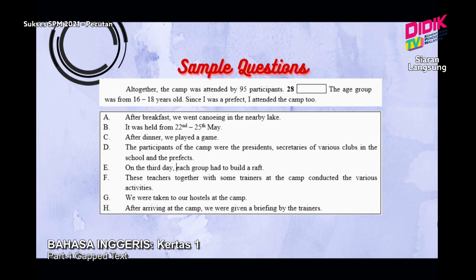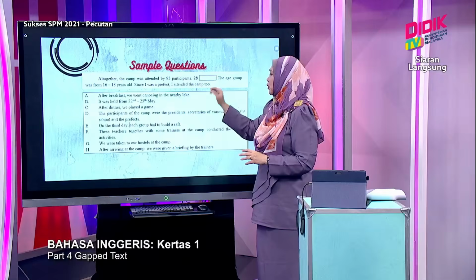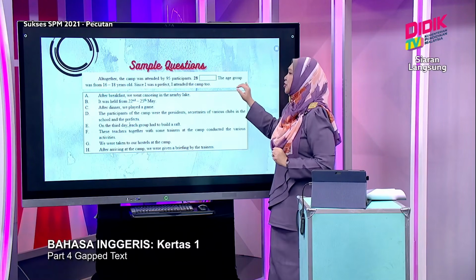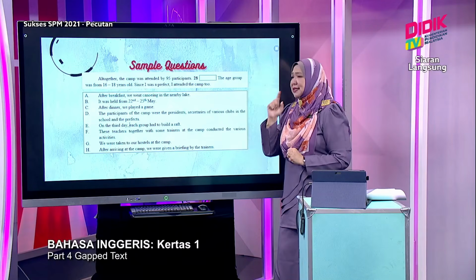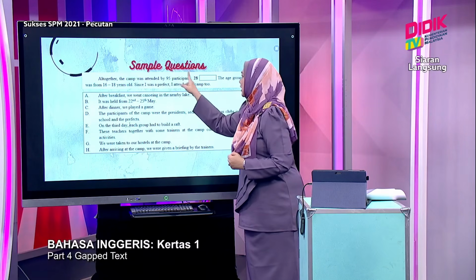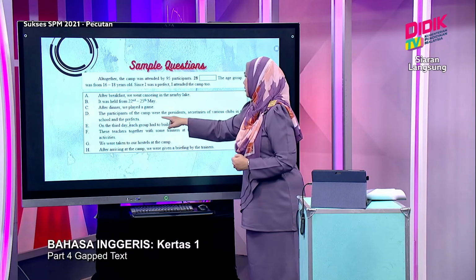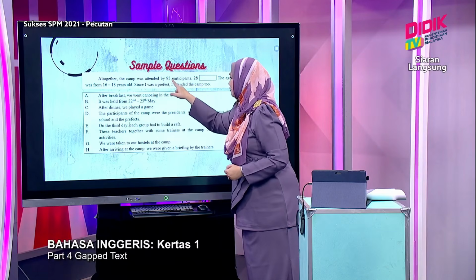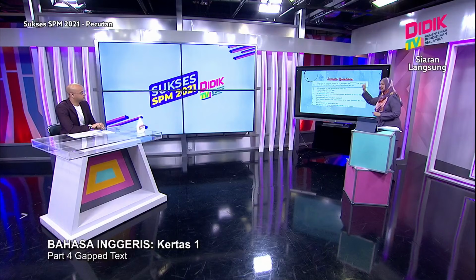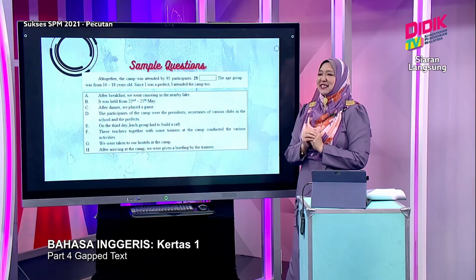Let's read it together. Altogether the camp was attended by 95 participants. The participants of the camp were the presidents, secretaries of various clubs in the schools and the prefects. The age group was from 16 to 18 years old. Since I was a prefect, I attended the camp too. So here, the clue is participant. We have participant and prefect. So you have to look at the clue. If you can identify the clue, you can answer correctly.